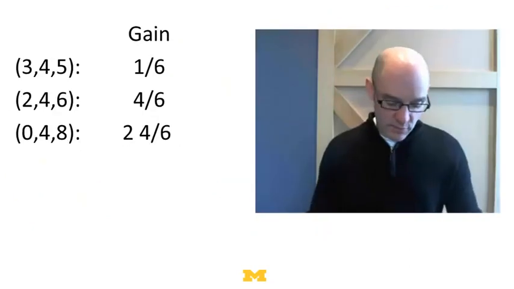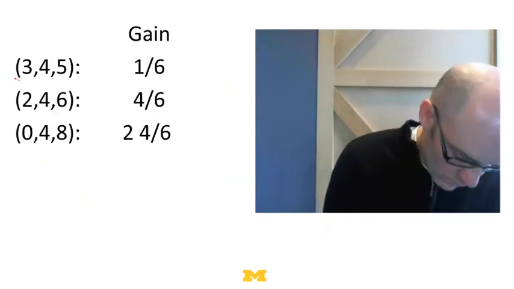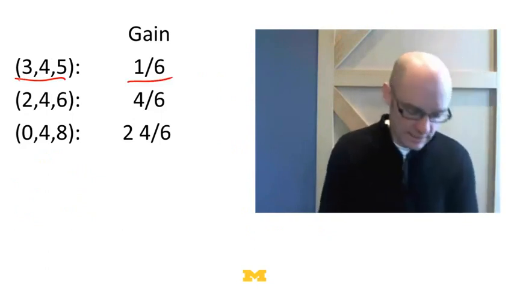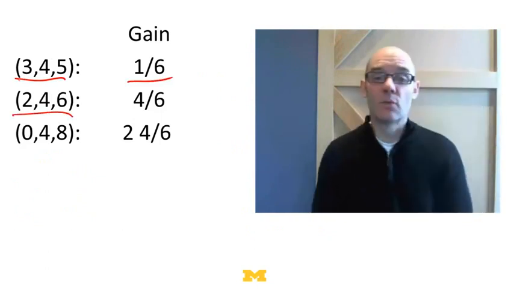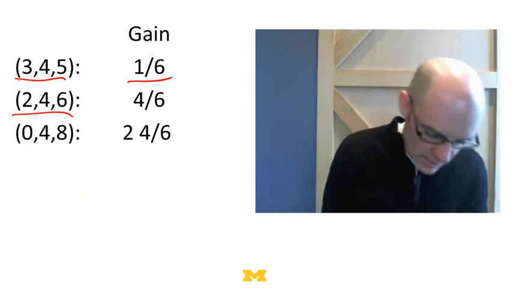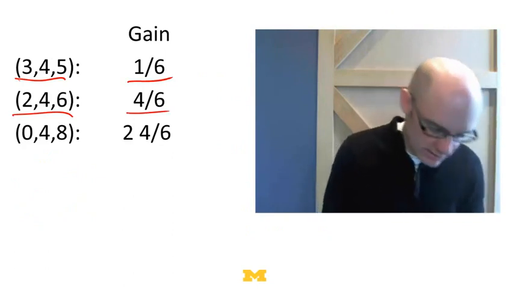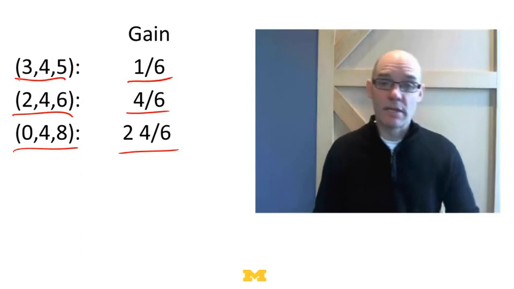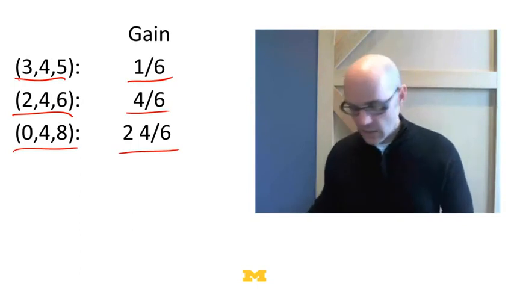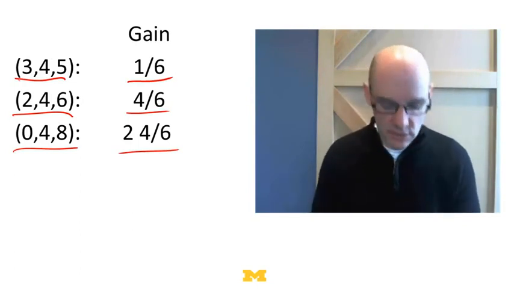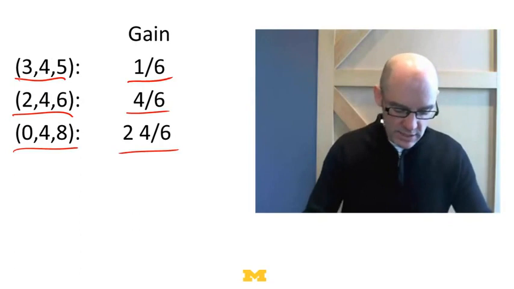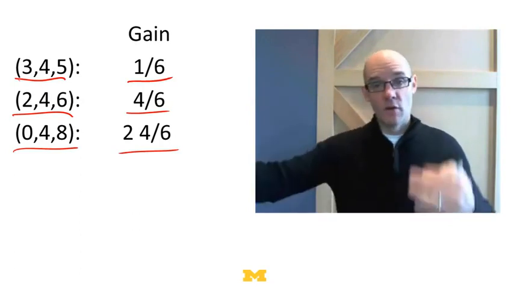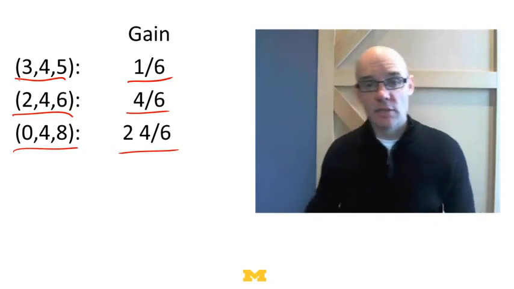So in the first case, what we got was a gain. When the fitnesses were at 3, 4, and 5, fitness increased by 1/6. In the second case, when we had a little bit more variation, the fitness increased by 4/6. And in the third case, when we have even greater variation, the fitness increased by 2 and 4/6. Remember, because the average went up from 4 to 6 and 2/3. So what we see is the amount of gain seems to be increasing in the variation. So the more variation, the faster the population can adapt.